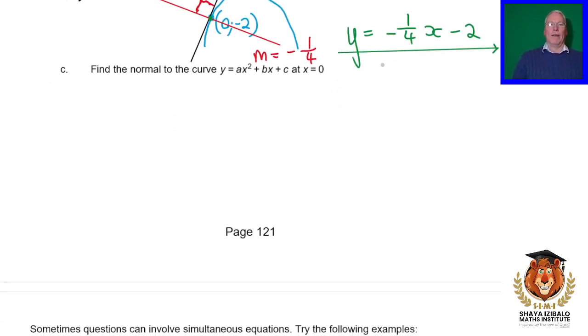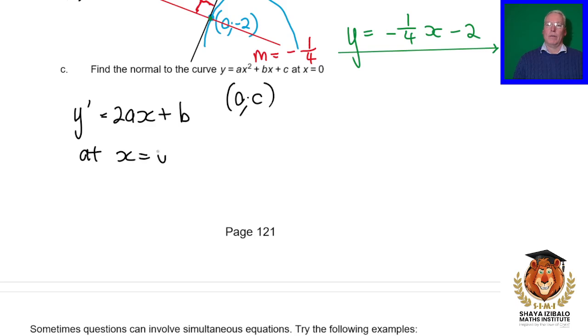And then this is a kind of more general one, but it's exactly the same idea. The point of contact, well, if we make x 0, (0, c) is the point of contact. The gradient of this line, dy/dx, or y dashed, is 2ax plus b. When x is 0, the gradient is going to be just b.